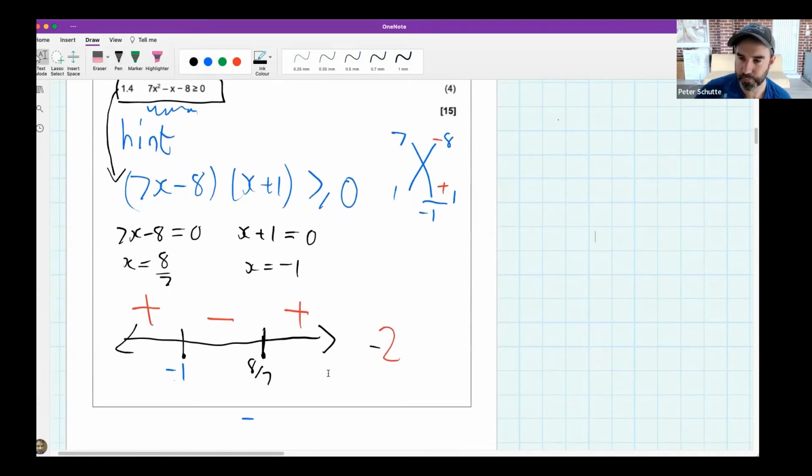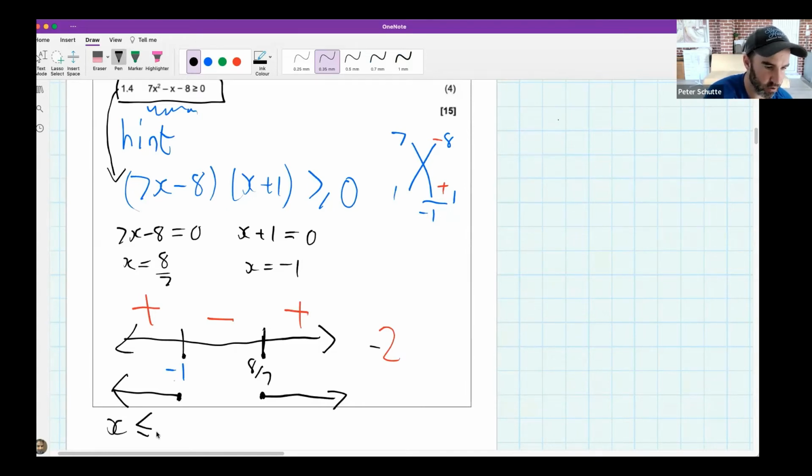Okay, the final answer is I'm looking for when it's greater than or equal to 0. Now, it's equal to 0 at 8/7, and it's also going to be positive to the right of that. So I'm getting to my final answer now. The other thing is it's going to be 0 at -1 and to the left of that. So my answer for this inequality is x is less than or equal to -1, or x is greater than or equal to 8/7.